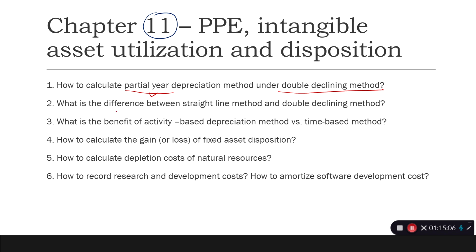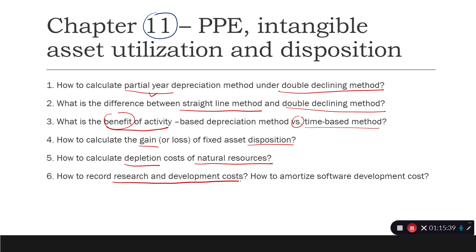I also want you to clearly understand the difference between the straight line method and the double declining method in terms of service life, depreciation ratio, and allocation base. And what is the benefit of the activity-based depreciation method versus the time-based method? Very theoretical. And then how to calculate gain or losses in fixed asset disposition, how to calculate depletion cost of natural resources, how to record R&D cost, and how to amortize software development cost.